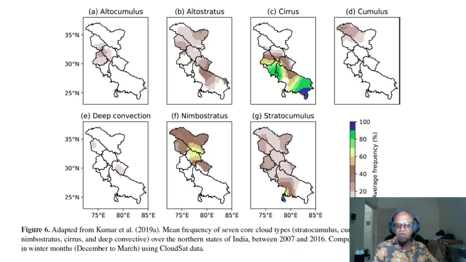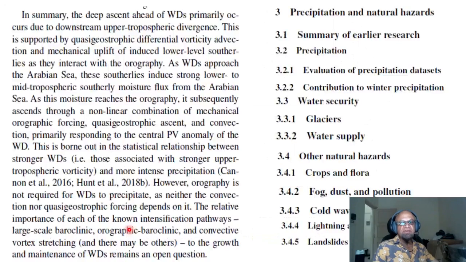These are computed for all days and not just WDs in winter months, December to March, using CloudSat data. So you can see the various types of clouds averaged over the frequency as they occur. Okay, you can go find the context for it in the text, which unfortunately I'm skipping.